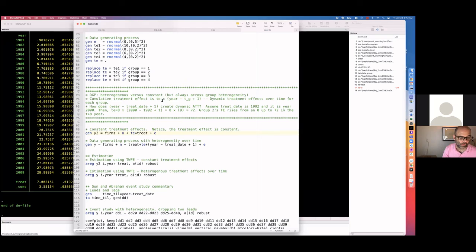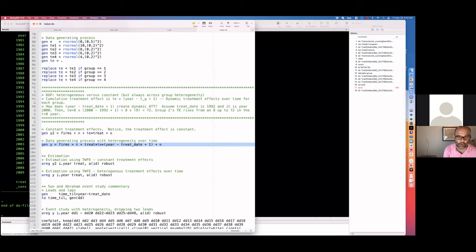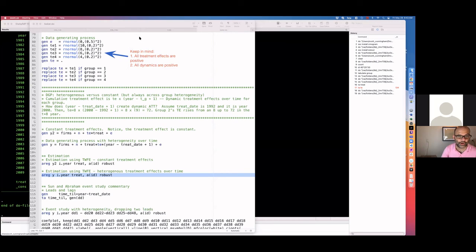All right. Now remember for a second here, keep in mind, all treatment effects are positive. All dynamics are positive. You can see that because look, see how these right here, those are all positive numbers, and that's positive. Okay, so they're always positive. All the treatment effects are positive. But think back to the representation.